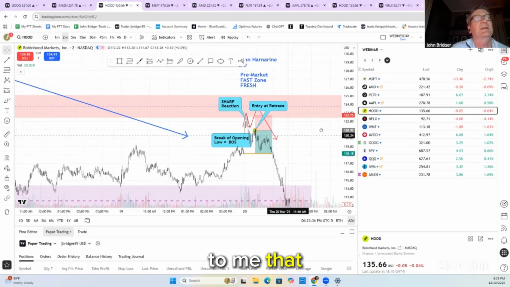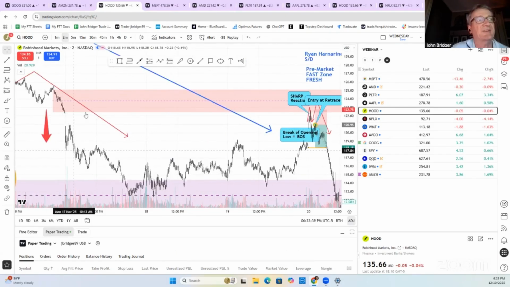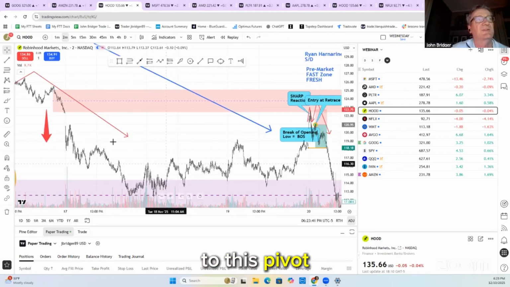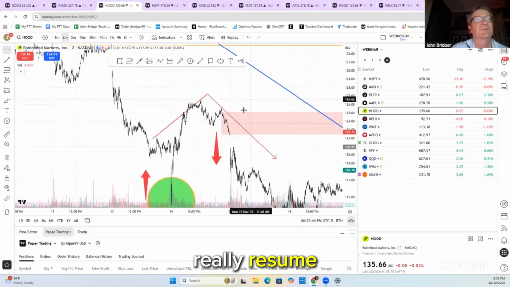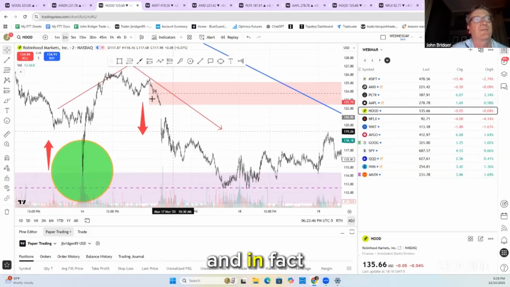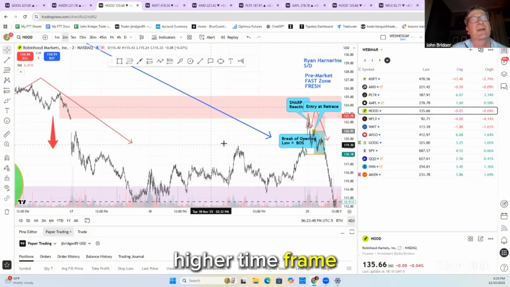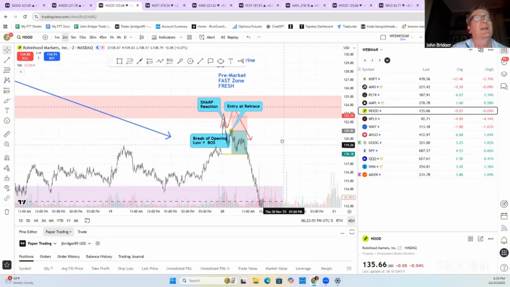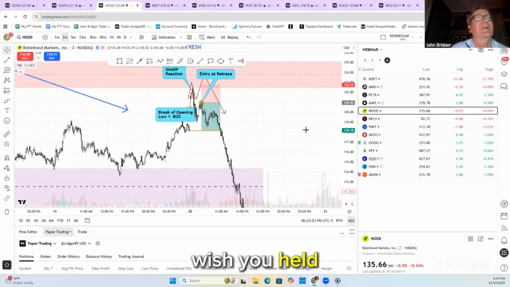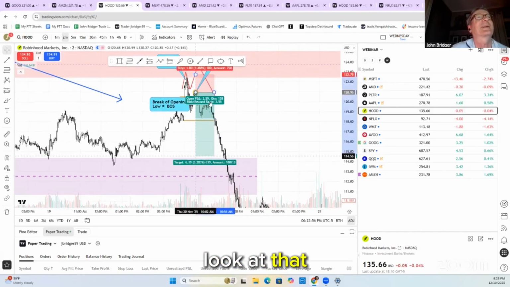The key to me, the difference here was you had this fast, fresh zone. Even though you were close to this pivot zone, the fact that it never really resumed any kind of upside move, and in fact rejected off of that, to me, higher time frame was still supportive of a downward move on that. And as you can see, I'm sure you wish you held this thing a little longer, right? Wow, look at that! Look at that sell off.